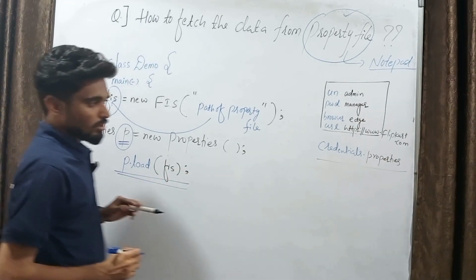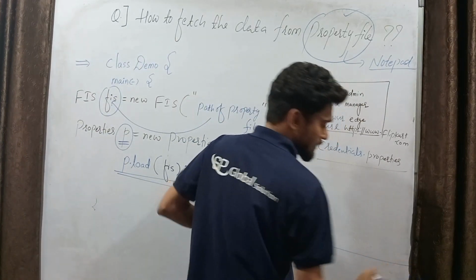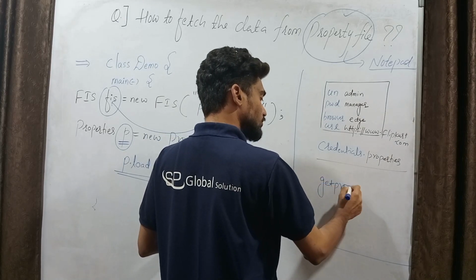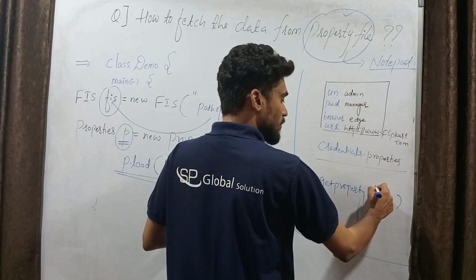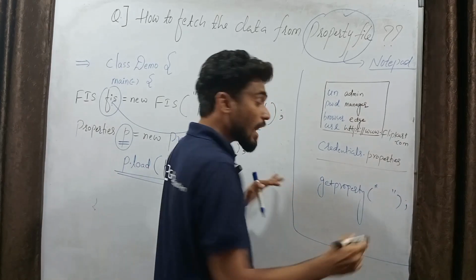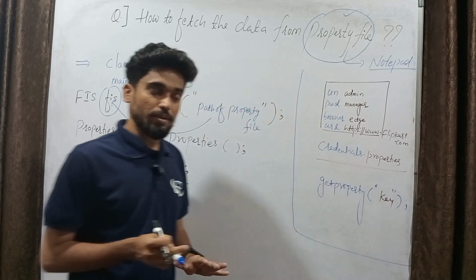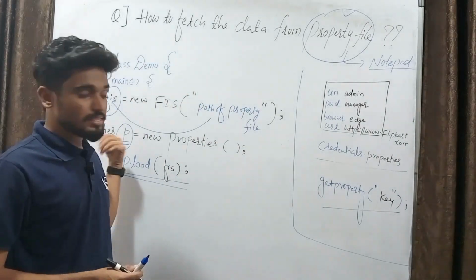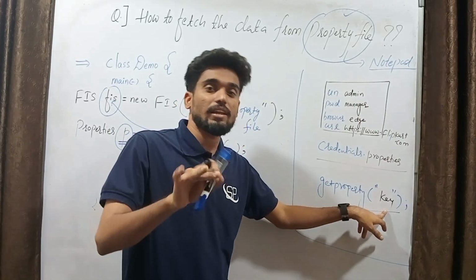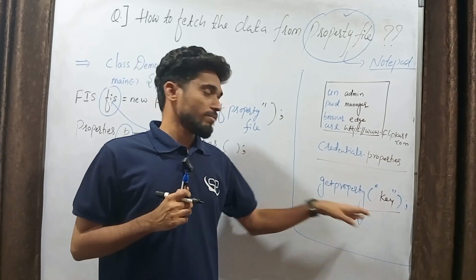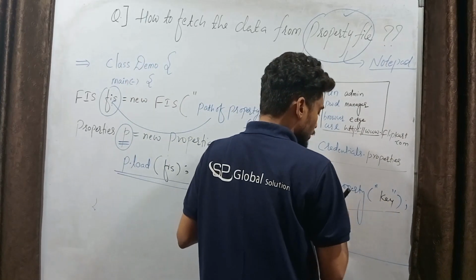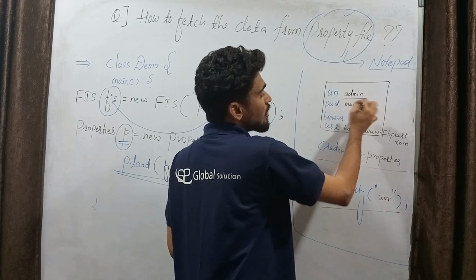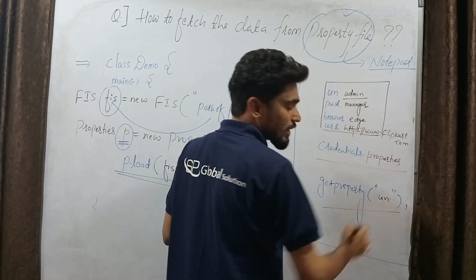Now observe. How can we fetch the data? Boss, there is one method called the getProperty method. This getProperty method will accept an argument as a key. Are you understanding? It means you can use this getProperty method, which comes from the Properties class, and you can give the keys. Automatically the values will be printed. For example, if I give getProperty, inside it I am writing the key username, un. What is the value for the un here? Admin. So admin will be printed here.